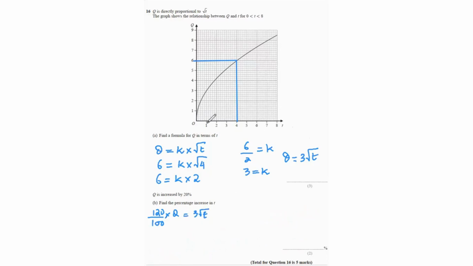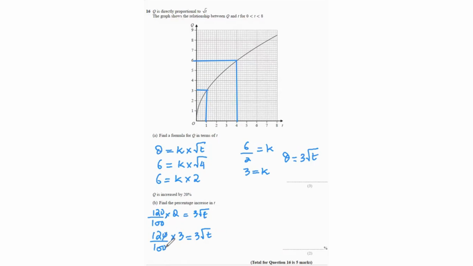So now let's pick a coordinate from the graph again to substitute in this and see what T will be after the 20% increase. So initially when T is 1, Q would be 3. So this is our original value that we're focusing on. So now we're going to see how this is going to change when we're increasing Q by 20%. So we're going to replace Q by 3 and see how that changes the T value with the 20% increase.